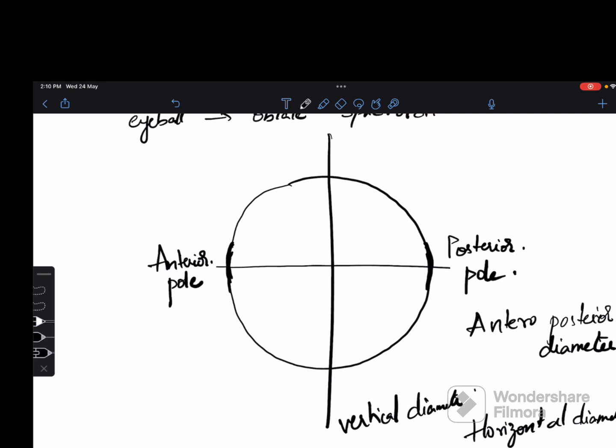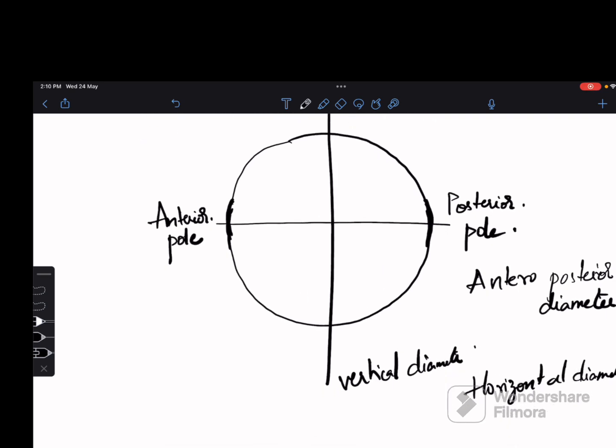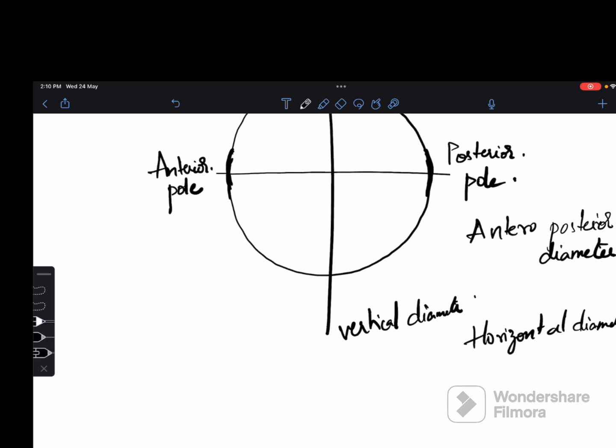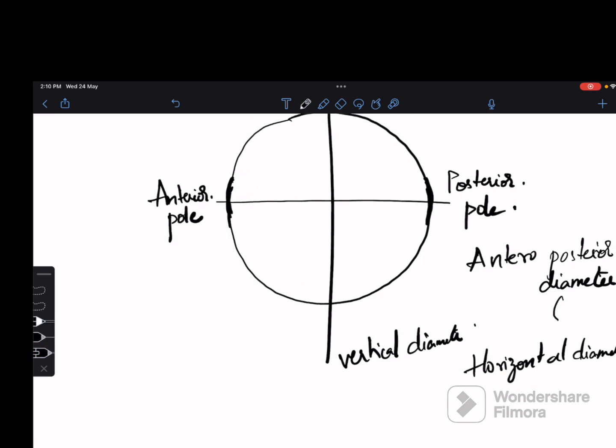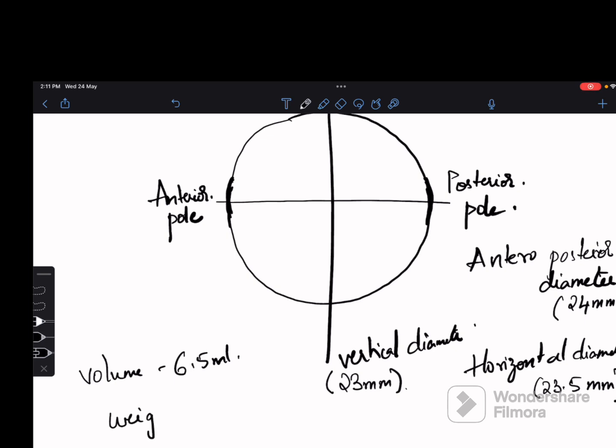Then there is the circumference of the eyeball. Then the eyeball has volume and weight. So if I talk about the AP diameter, it is almost 24 millimeters. Horizontal diameter is just 23.5 mm. Vertical diameter is 23 mm. That is the reason we say it is an oblate spheroid. The total volume of each eyeball is about 6.5 ml and they weigh approximately 7 grams.